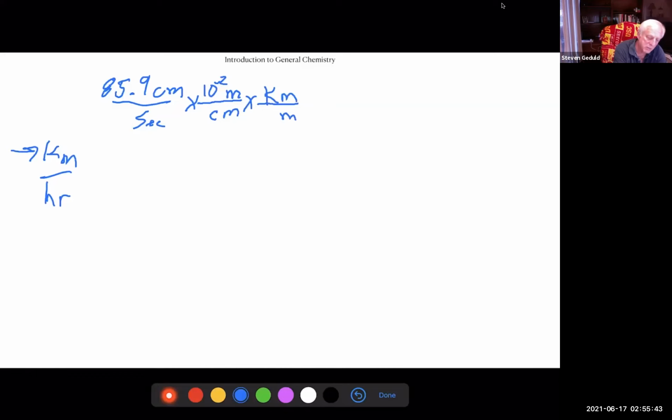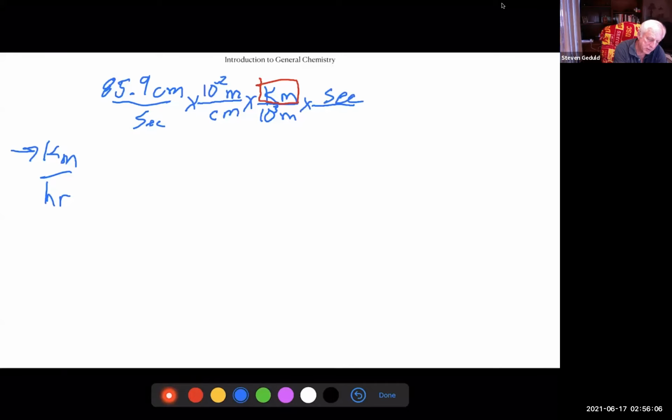K is 10 to the what? 10 to the third. So now I've gone from centimeters to meters, meters to kilometers. So now I have kilometers, and I want to stop there for my top number. And then my bottom number, I have seconds.